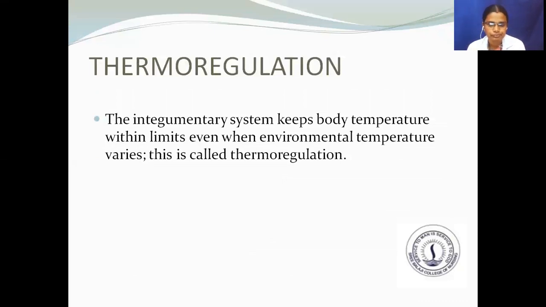Next one is thermoregulation. The integumentary system keeps body temperature within limits even when environmental temperature varies. This is called thermoregulation. During the winter season, the skin keeps our body warm, and in the summer season, through sweat, the skin keeps us cool. So it is a form of thermoregulation by the integumentary system.